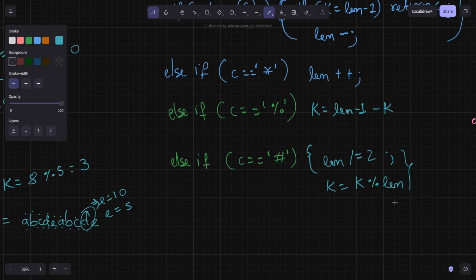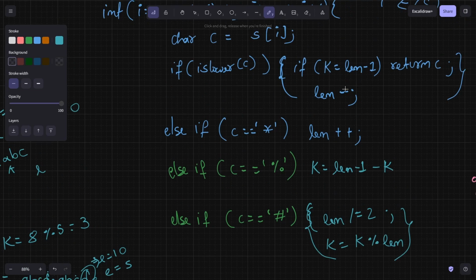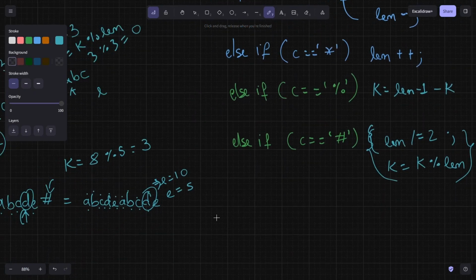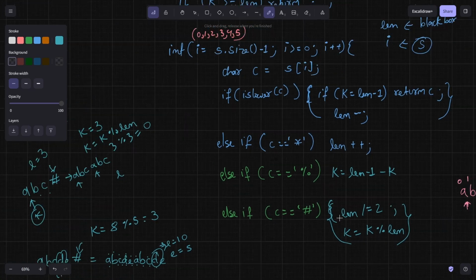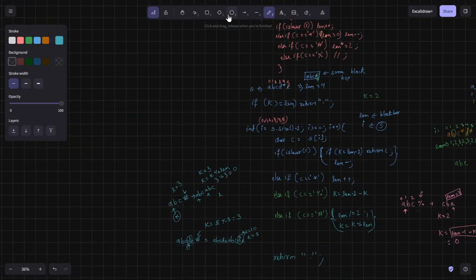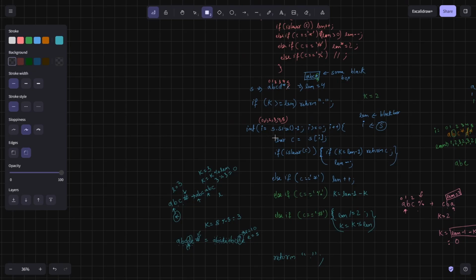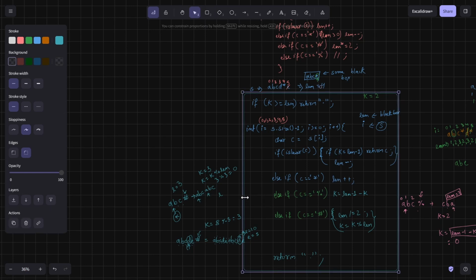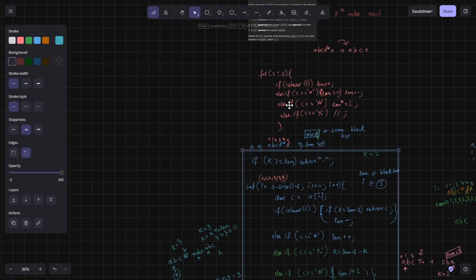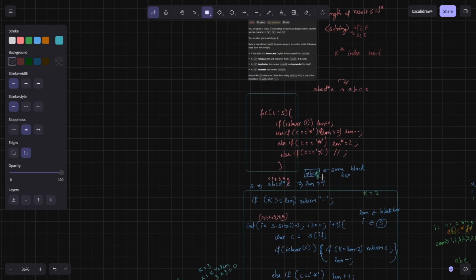And if we didn't find anything, at last we are going to return the dot. So that's the total code. If you see the code here, it is basically kind of this, and another which is here.